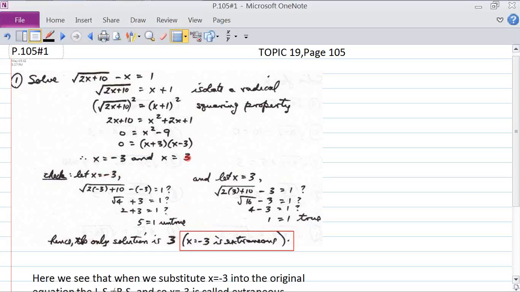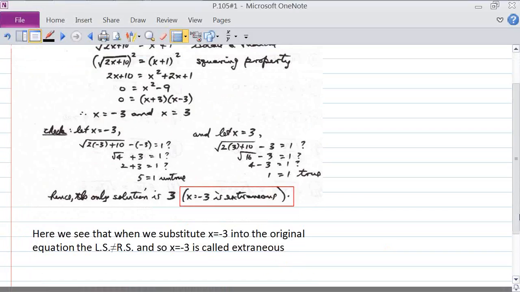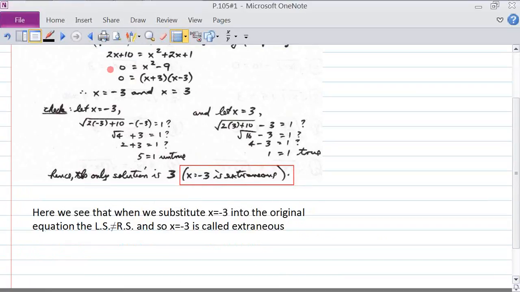Let's try the solution x equals plus 3. Put it back into this equation. What do we get? 2 times 3 plus 10, and then minus x is minus 3. 2 times 3 plus 10 sums to 16. The square root of 16 is 4. 4 minus 3 is 1. And the right side of the equation is 1. So 3 is a valid solution, and minus 3 is called an extraneous solution.